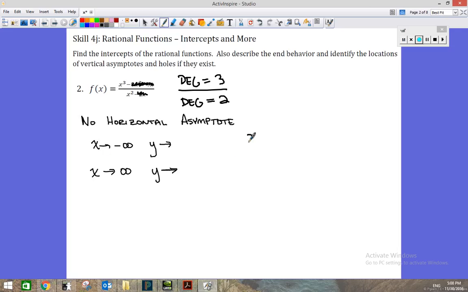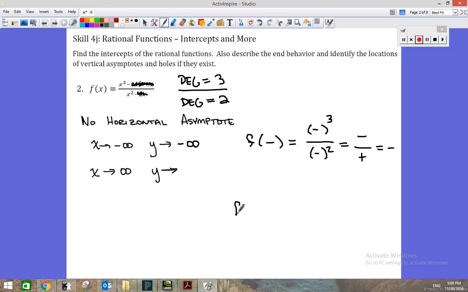So if we're trying to figure out what's going on with y as x is becoming very, very negative, we look at this ratio. We're going to have a negative number raised to an odd power divided by a negative number raised to an even power. That ratio will be a negative number divided by a positive number, which is going to be negative. So I know my end behavior on the left: as x is going to negative infinity, the y values are also going to negative infinity.